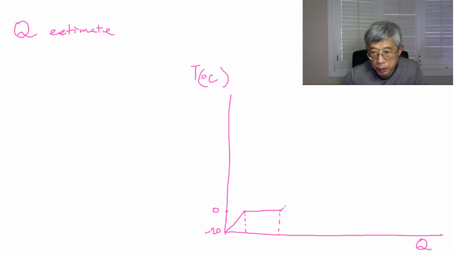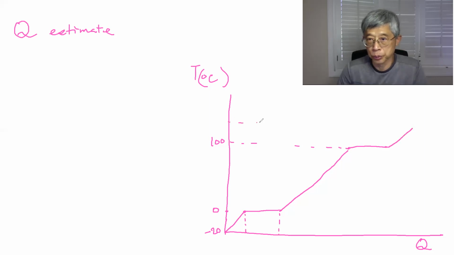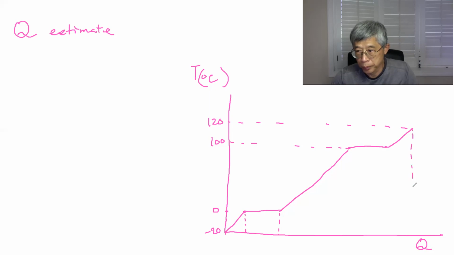And then it's going to increase the temperature to, say, 100. So this is 100 degrees C. At that point, it starts to change phase. It has another latent heat, changing from liquid to vapor. After that, it starts to increase the temperature for the vapor. So let's say it goes up to 120 degrees C.